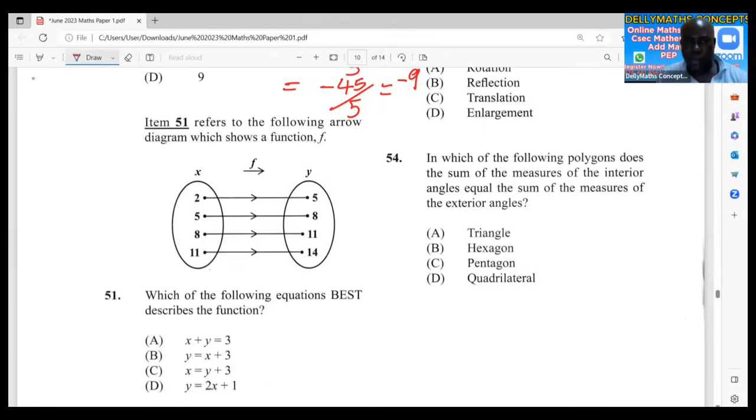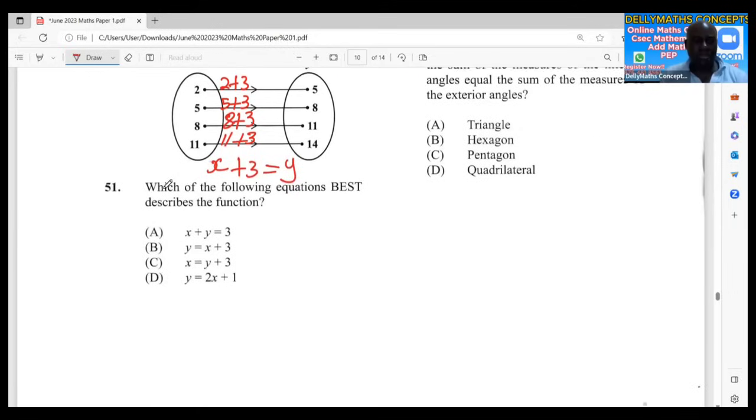Look, you notice 2 plus 3 gives you 5. 5 plus 3 gives you 8. 8 plus 3 gives you 11. 11 plus 3 gives you 14. What we're noticing is that the x value, whenever you add 3 to it, gives you the y value. So y is equal to x plus 3 is what we're looking for.